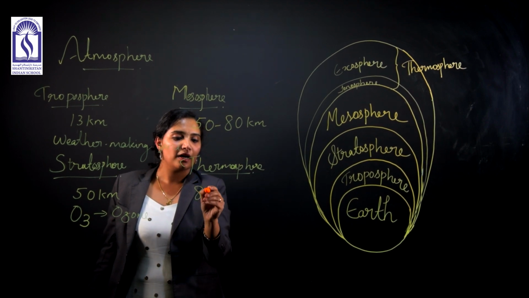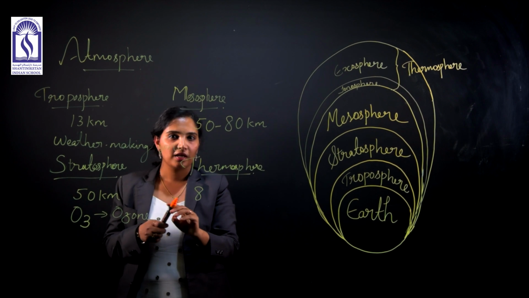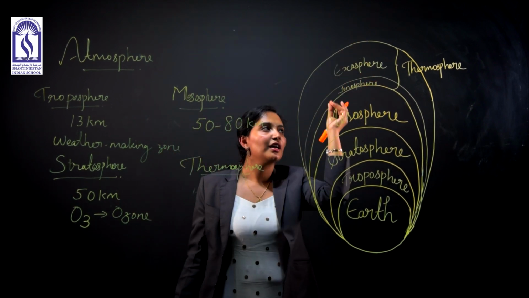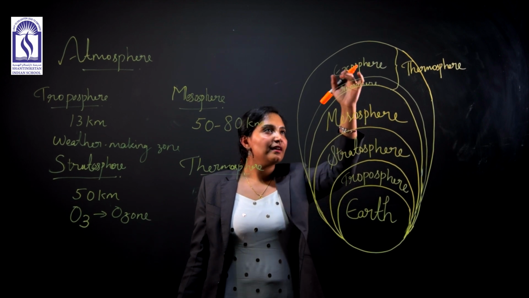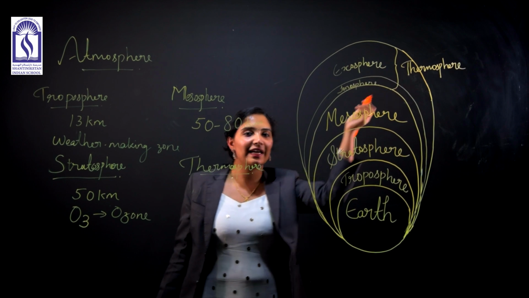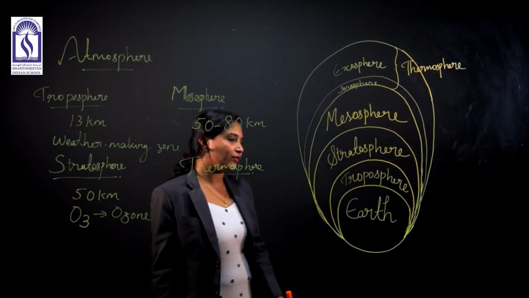It extends from 640 kilometers, and the end point we actually cannot determine. The end point of exosphere, or the end point of thermosphere, is actually joining with the interplanetary space. And that's all about the structure of atmosphere.